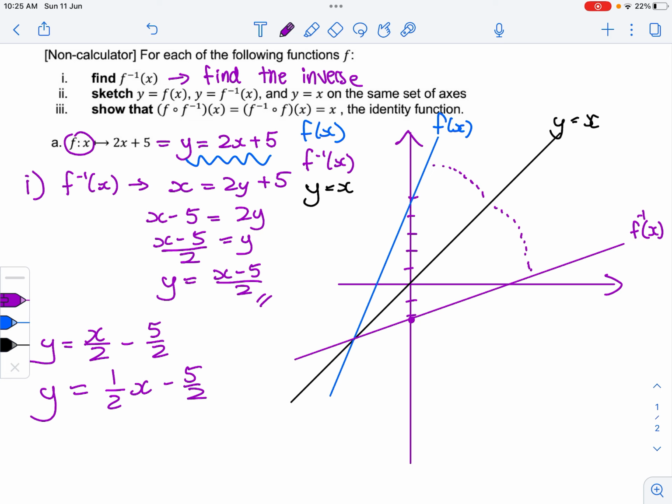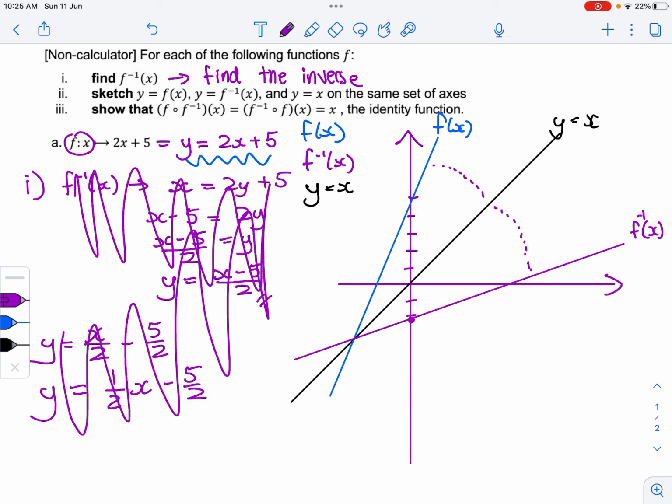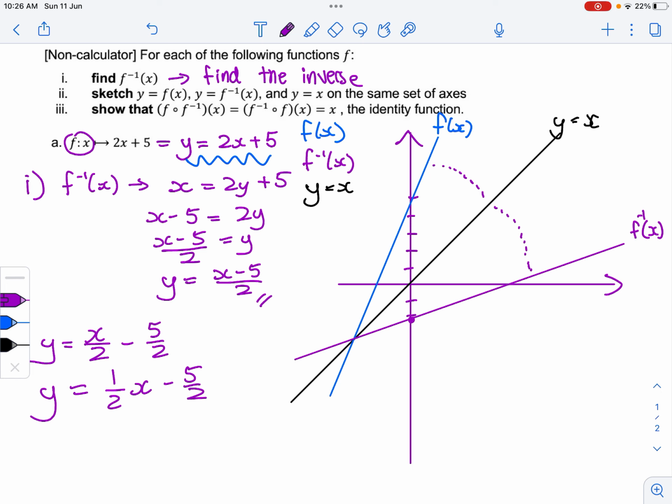You don't even need to find the inverse. You don't even need to do any of this to graph it, because you know that it's always going to be mirrored against y equals x. That's a way to do it, but of course I'm doing this for the video, and also because question 1 asks for finding the inverse. And for question 3, it says show that f of f inverse of x equals f inverse of f of x equals x.